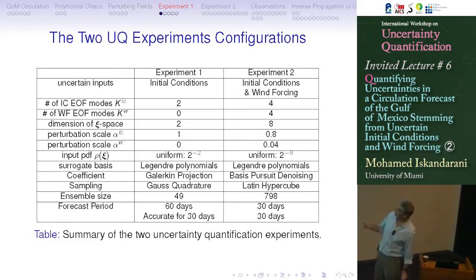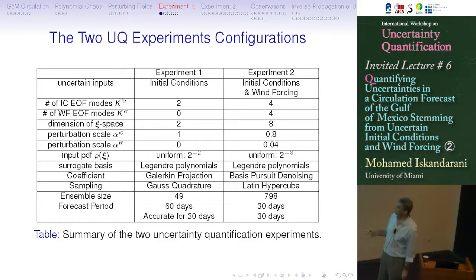Experiment 1 was our starting point. It was the simple setting of just turning off the variability in the wind and keeping the variability in the initial conditions, just 2 modes. Because the dimension of the problem was small, we could use the Galerkin projection very efficiently and Gauss quadrature. We use 6-degree polynomials, so that means you need 7 samples in each direction, for a total of 49 quadrature points.